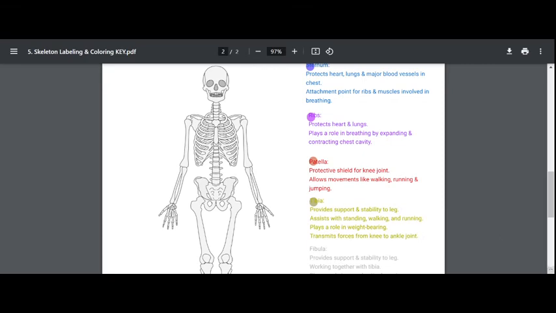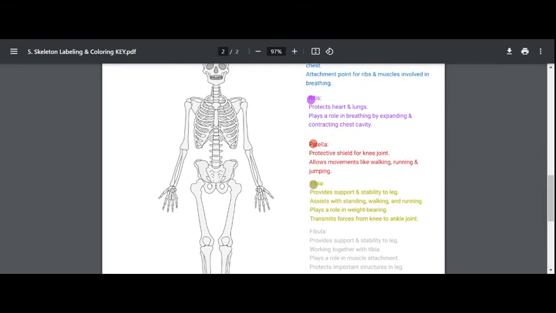Okay, and then in red we have the patella. Okay, so this right here is the patella. The patella is a protective shield for the knee joint, allows movements like walking, running, and jumping. Okay, and then in gold, we have the tibia. The tibia provides support and stability to leg, assists with standing, walking, and running, plays a role in weight bearing, and transmits forces from knee to ankle joint.